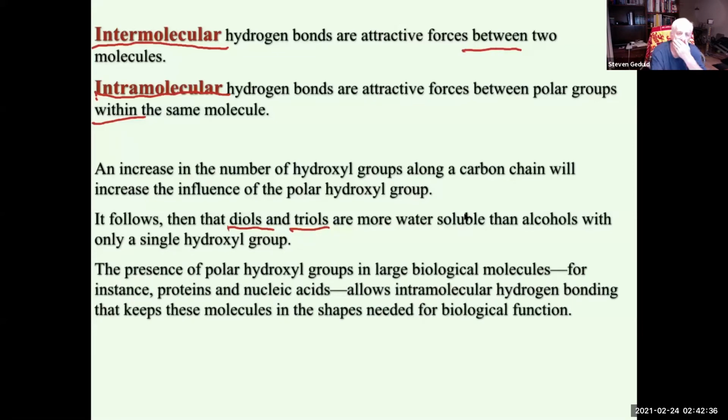Okay. So the presence of polar hydroxyl groups in large biological molecules like proteins and nucleic acids allows intramolecular hydrogen bonding, which keeps these molecules in shape for their biological function, like insulin. When insulin is produced, the chain folds on itself, and intramolecular hydrogen bonds hold the shape of insulin. The shape of insulin allows insulin to work on the receptors. That allows sugar to be absorbed and reduce the amount of sugar in the bloodstream and put it into storage. And that's because of the shape of the molecule being held together by intramolecular hydrogen bonding. Classification of alcohols.